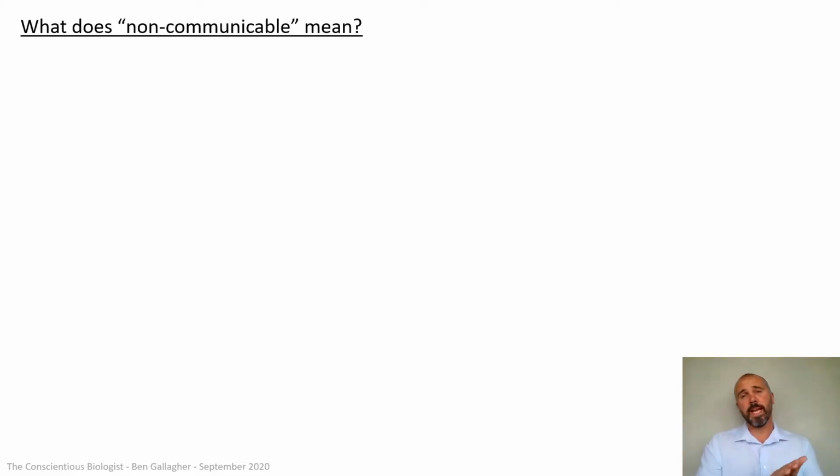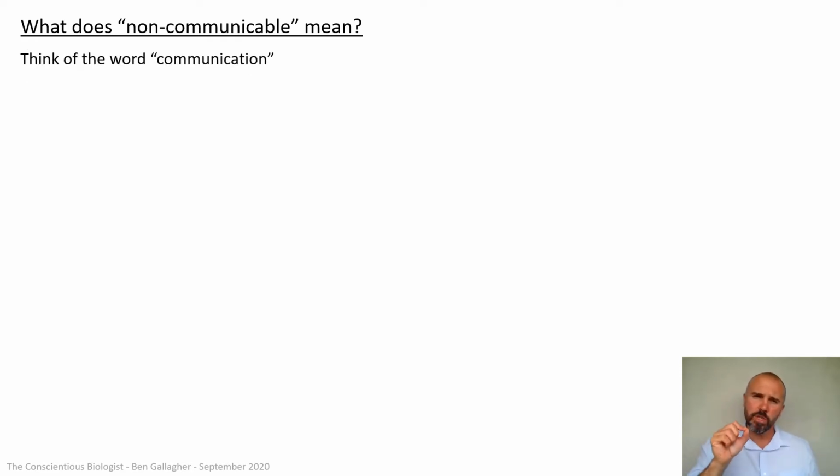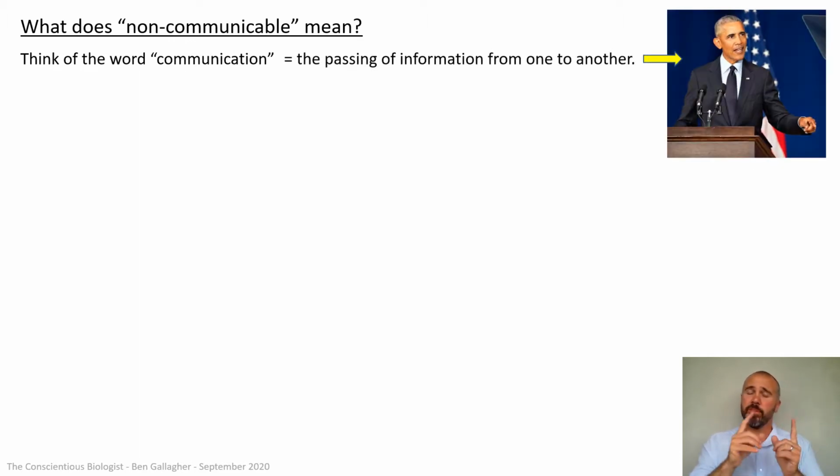So disease is generally categorized in two groups. You can have communicable disease and you can have non-communicable disease. But let's talk about what that actually means. So think of the word communication to start off with. Communication is the passing of information from one to another. So here's Barack Obama up here, one of my absolute heroes, giving a speech, communicating information. He's got stuff in his head, stuff that needs to be told to people. So he's communicating it very clearly and concisely so that other people gain that information. It's knowledge being passed from one to another.